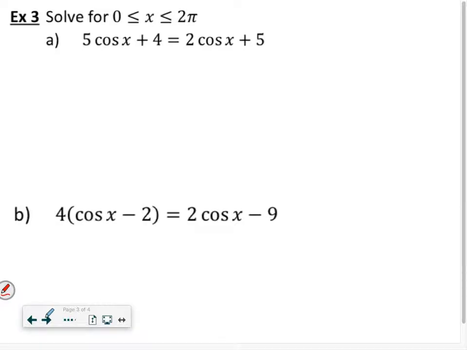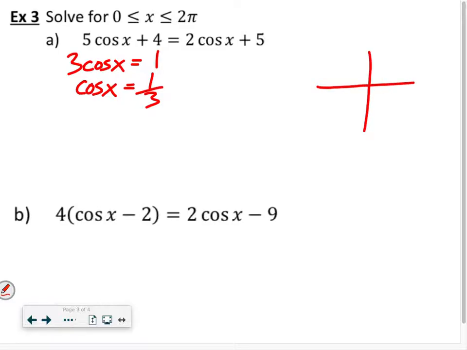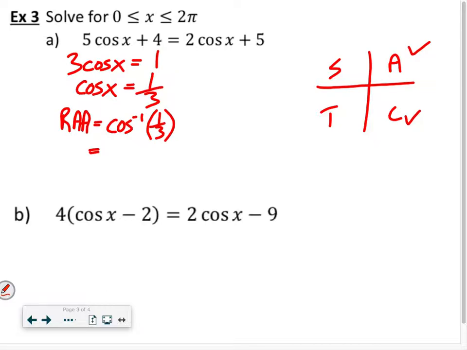So with this one, I'm going to move all of my cosines to one side, move the numbers to the other, and solve. So we're going to have 3 cos x equals 1. And we get cos x equals 1 over 3. Now I know that this is positive, so we have our CAST. So cos is positive here and here. So we're going to find our related acute angle. Again, calculator in radians, not in degrees. So our related acute angle is equal to the cos inverse of a third, which is 1.2309.